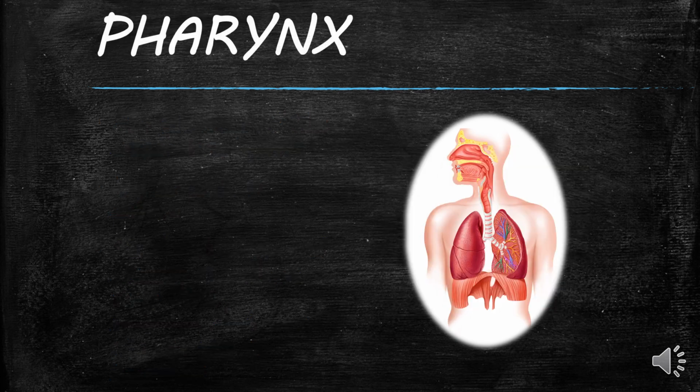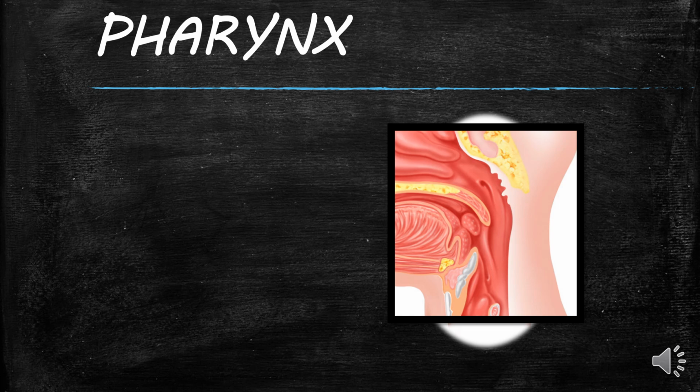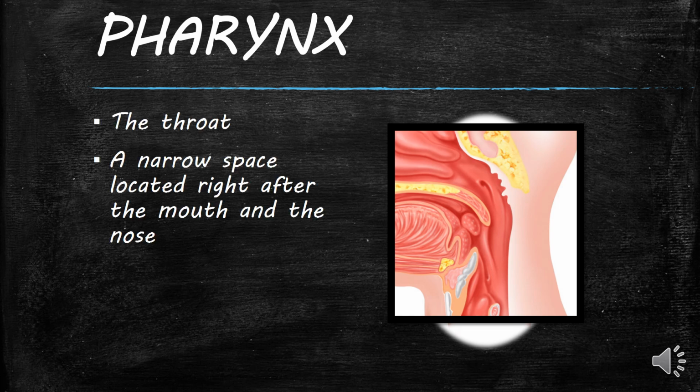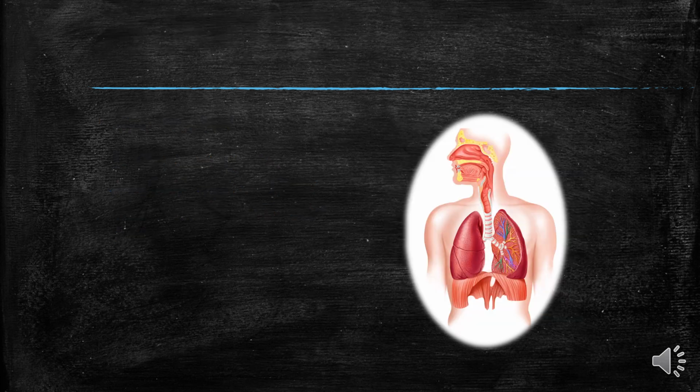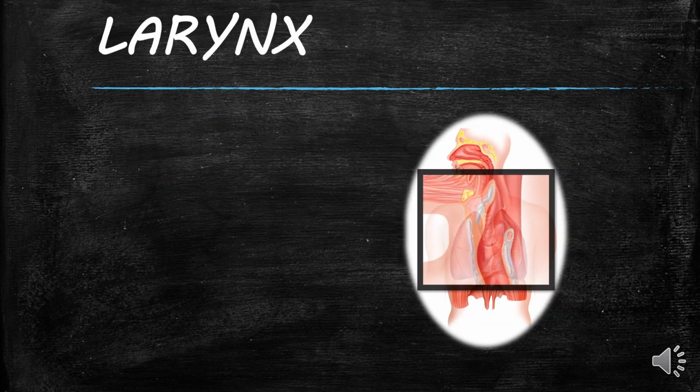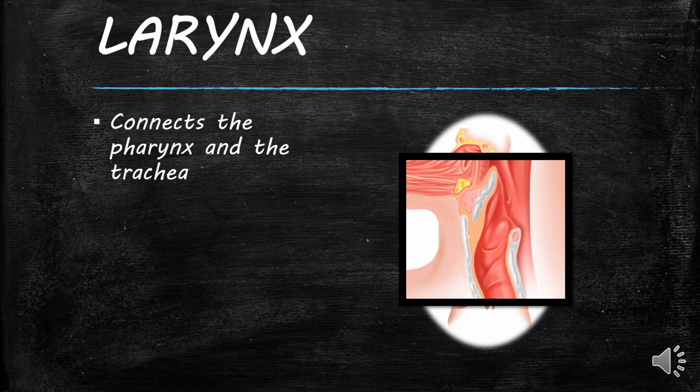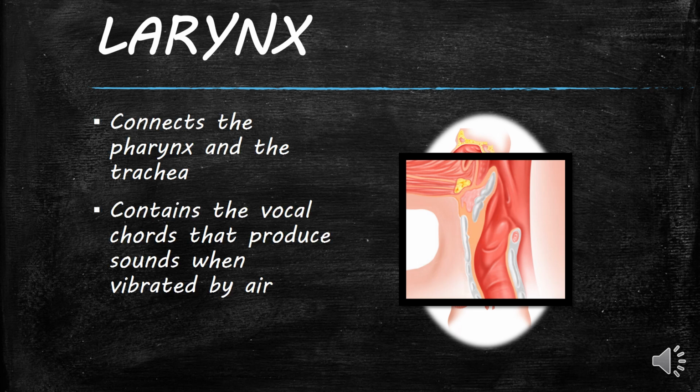Next is the pharynx. Pharynx is also known as the throat. It is a narrow space located right after the mouth and the nose. Larynx. Larynx connects the pharynx and the trachea. It contains the vocal cords that produce sounds when vibrated by air. It is also called the voice box or the Adam's apple.